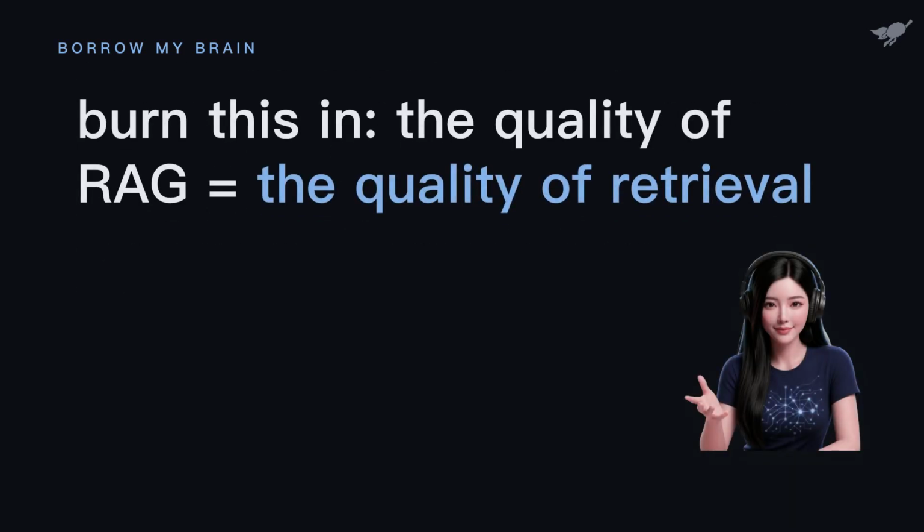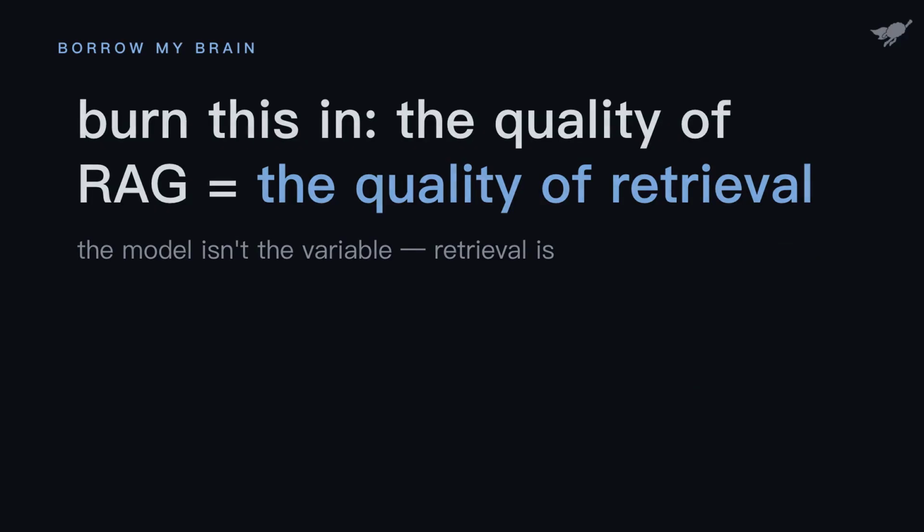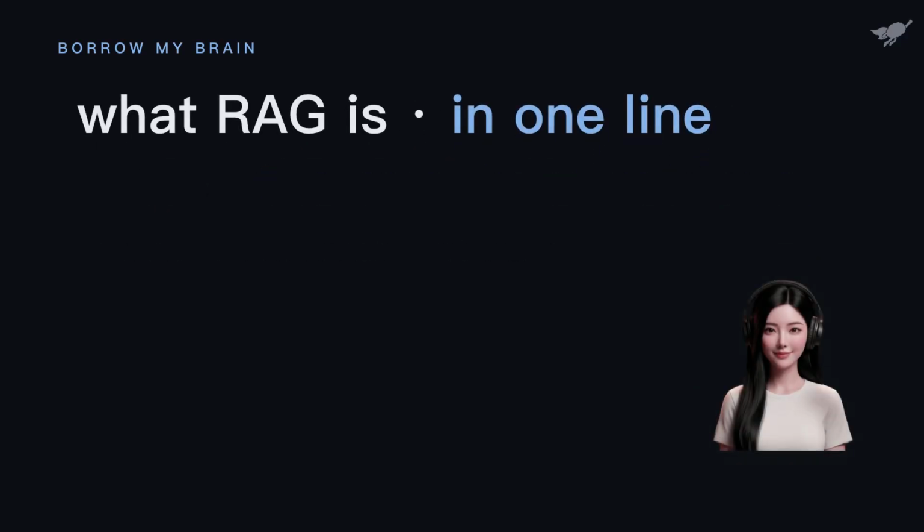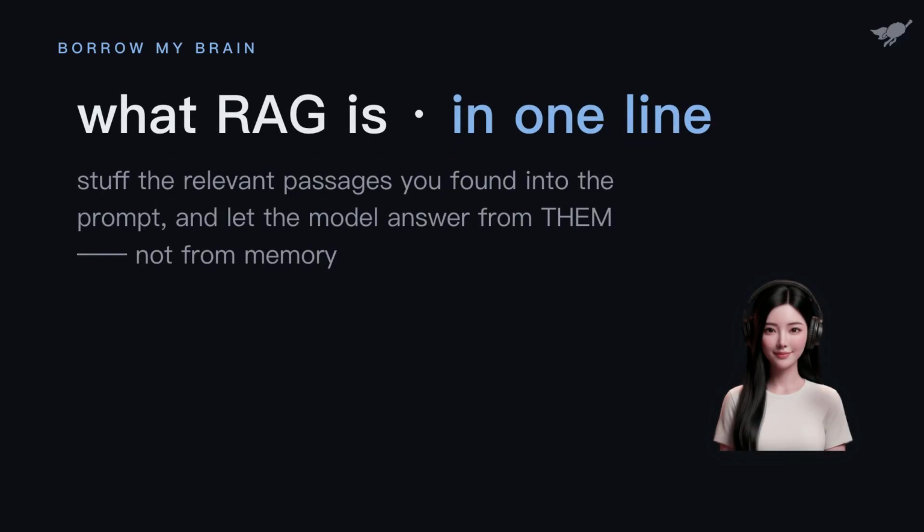And that's the one line I want to weld into your brain today. The quality of RAG equals the quality of retrieval. The model isn't the variable. Retrieval is. So let's get it straight first. What RAG actually is and why it needs to exist. In one line. You take the relevant material you searched up and stuff it into the prompt, so the model answers based on that material, not off whatever it's got memorized in its head.